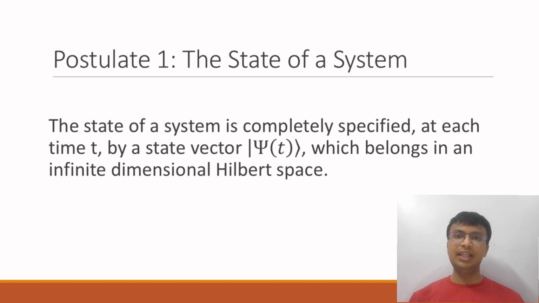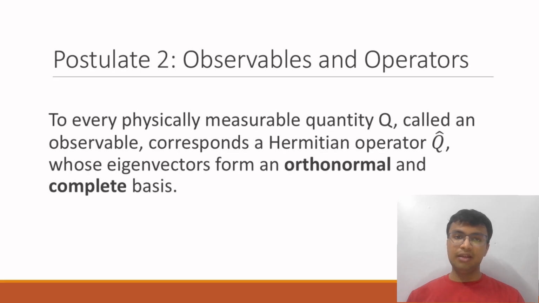It says that the complete information about the state of a quantum system at any time t is contained in a state vector psi of t. Psi of t belongs in an infinite dimensional complex vector space, that is a Hilbert space. The normalization condition tells us that we can visualize psi of t to lie on a unit sphere in the infinite dimensional vector space.